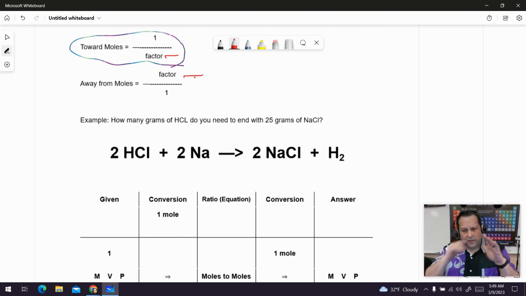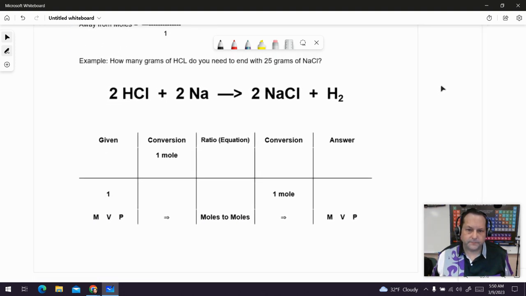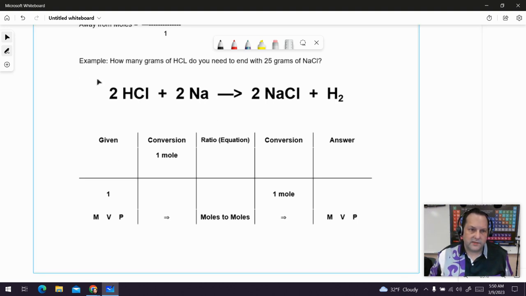And when you lay out the dimensional analysis and you see, using the rules that we've done in the past, you'll see this is absolutely true every single time. So I want to show you this example here using what we're talking about. So I'm going to go back to here.